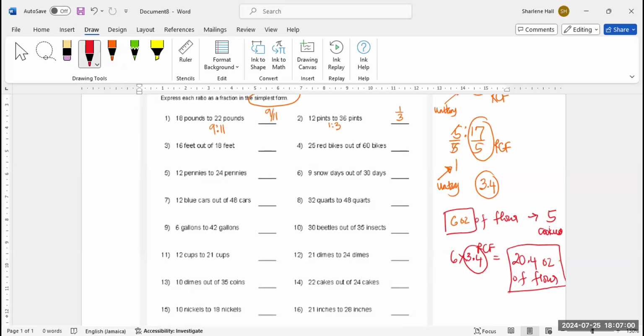And to scale up your ingredients, you have to multiply by the recipe conversion factor. The recipe conversion factor is what's going to tell you what the difference is. Does that make sense?